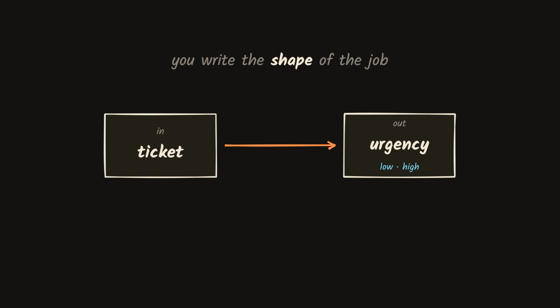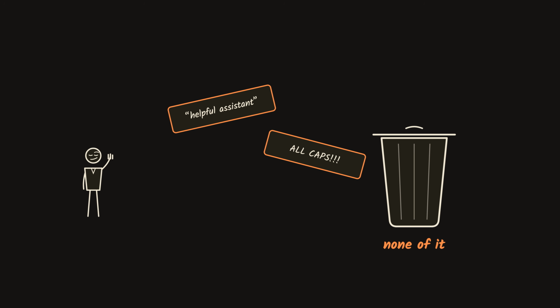So what do you write instead? Almost nothing. You write the shape of the job. A support ticket goes in, an urgency level comes out. Inputs on one side, outputs on the other. That's a signature. Nowhere do you write, "You are a helpful assistant," or pile on the all caps.